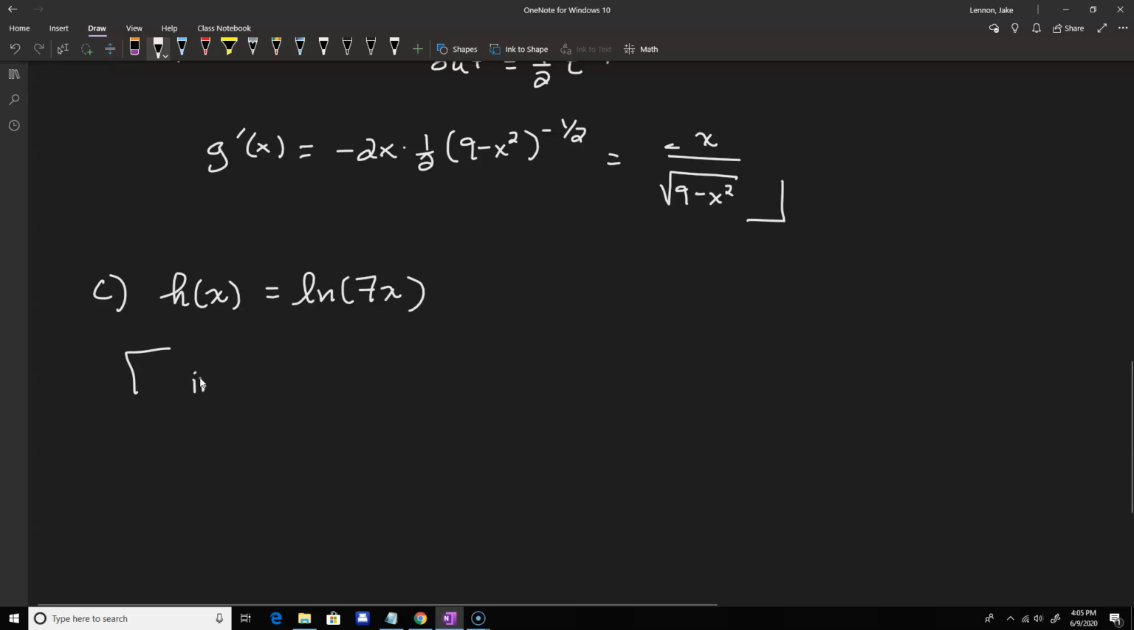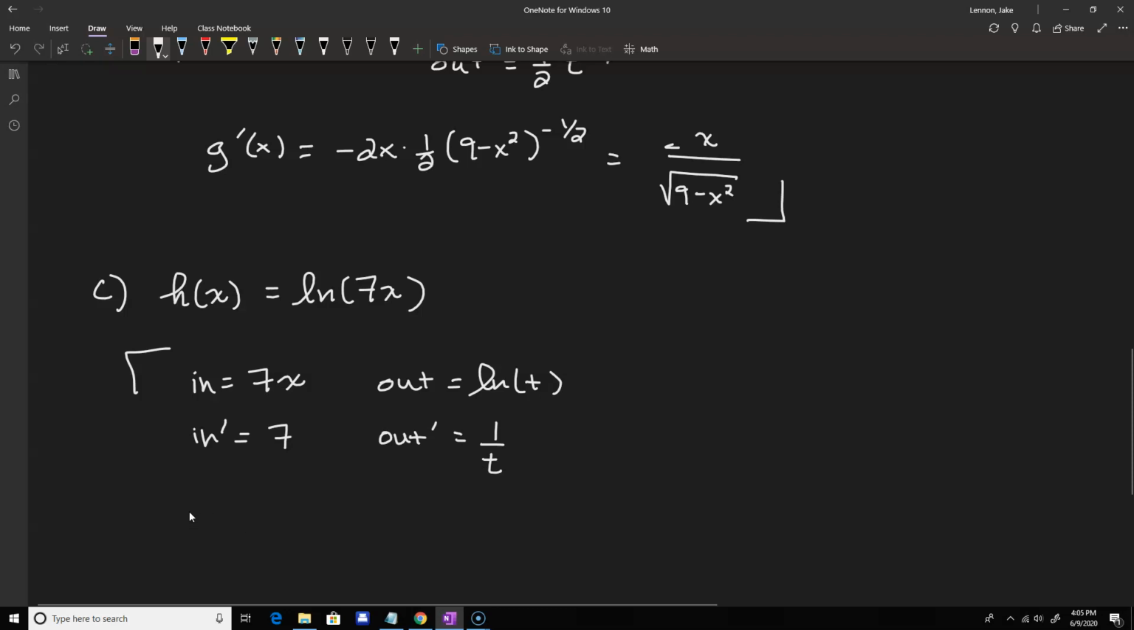So here our inside function is just going to be 7x. And our outside function we can write as the natural log of t. So then the derivative of the inside is 7, and the derivative of the outside would be 1 over t. So this is where the chain rule comes in.